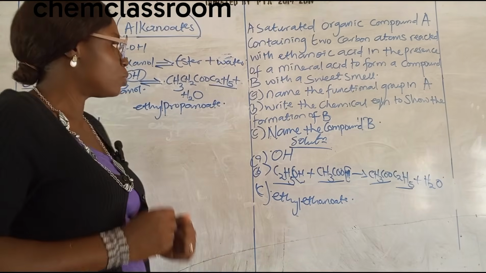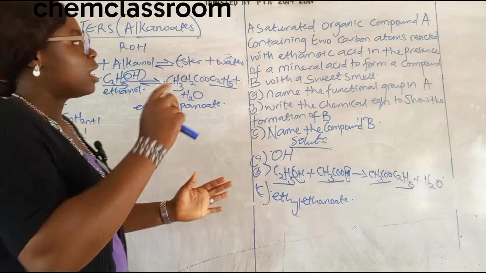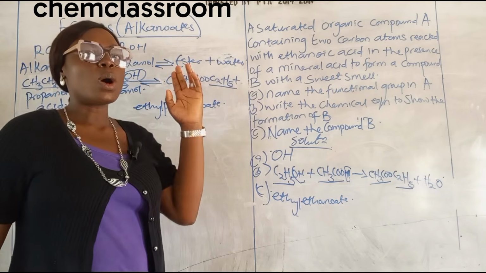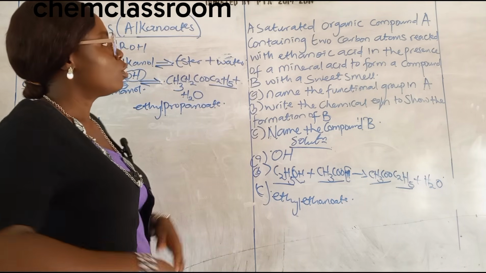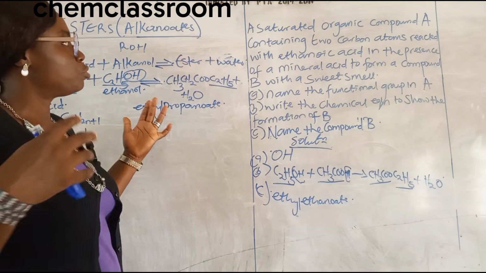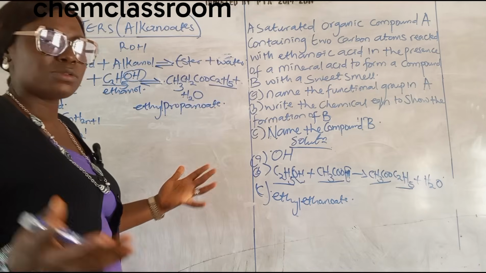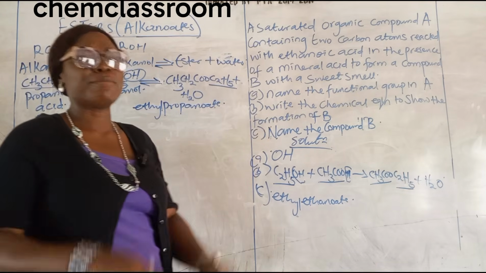Ethyl ethanoate. So solve more questions, combine different alkanoic acids and alcohols. You can choose to do butanoic acid and propanol. You can choose to do pentanoic acid and butanol. Just combine and drop in the comment section.